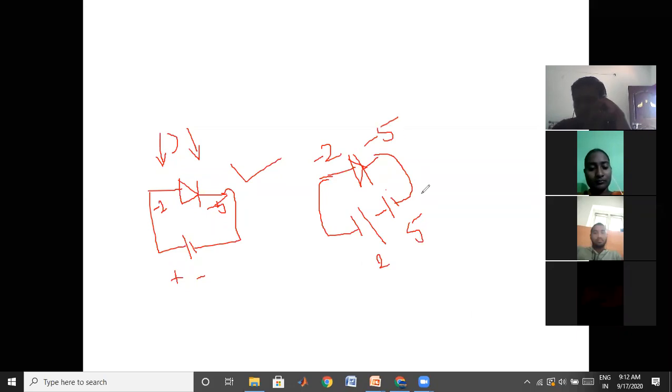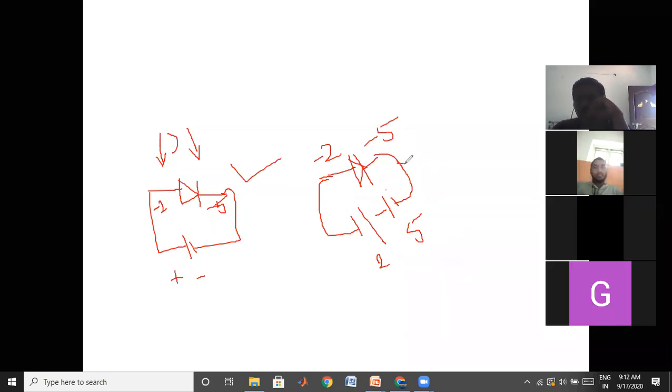In this case also, your diode is in forward bias, because minus 2 is greater than minus 5. Therefore, the anode voltage is greater than the cathode voltage, so the diode will be on. In order to make the diode on, you have to apply the voltage such that the anode voltage is greater than the cathode voltage. You have to keep this in mind.